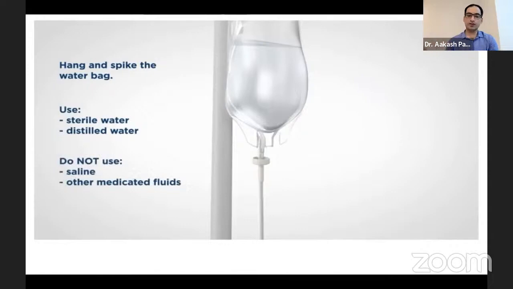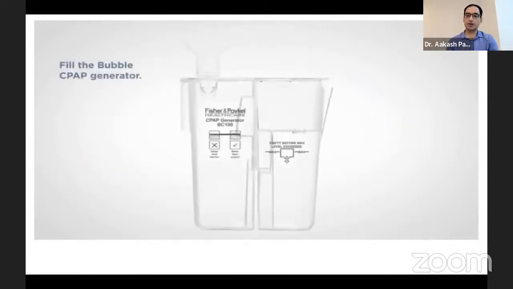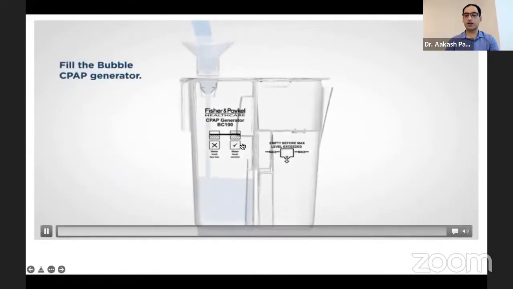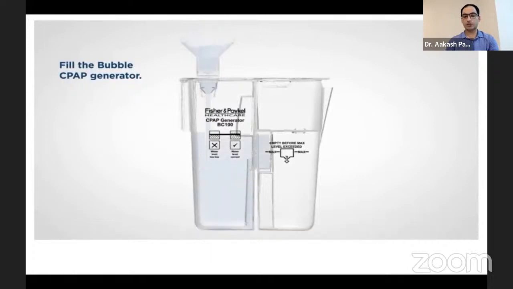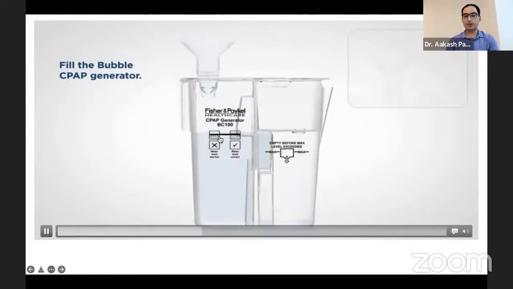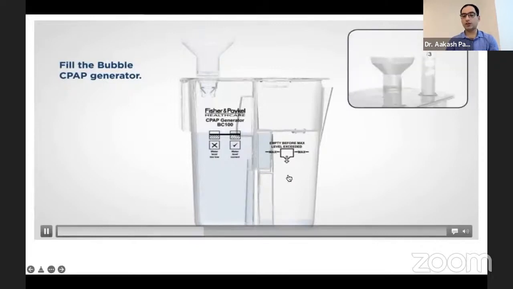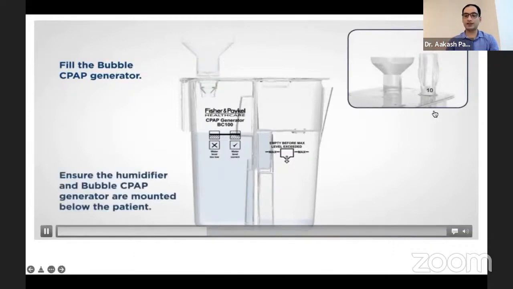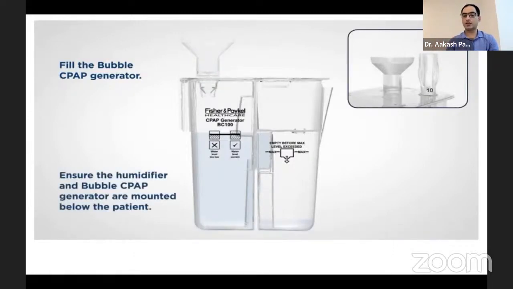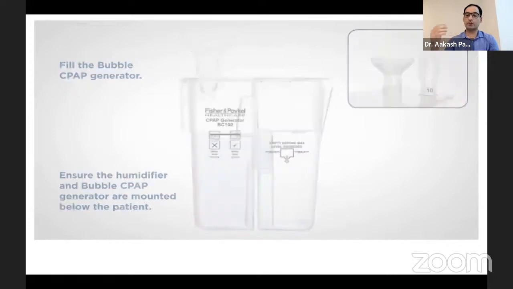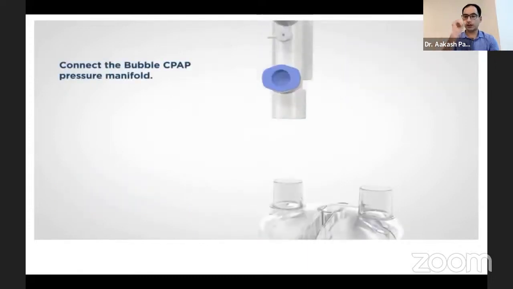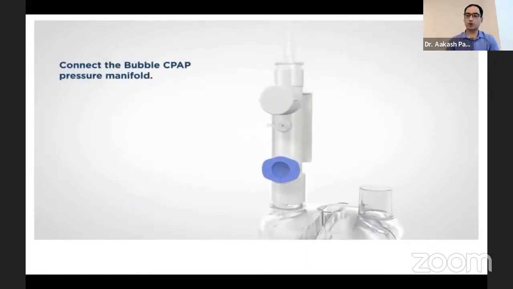Do not use other fluids like saline or dextrose. That is not recommended. Always use distilled water. And this is the bubble CPAP generator, which is used to generate pressures. Always fill the water to the level which is marked here, till some of the water goes into the other chamber. And then we dip the expiratory circuit into it. There are markings between 3 to 10. So whatever pressure you want to set, that number should be showing on the top.